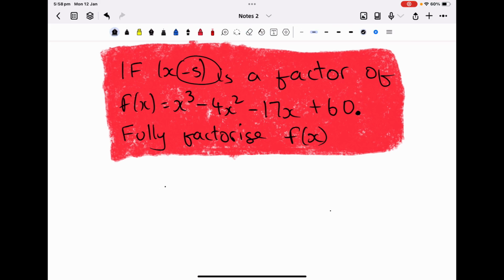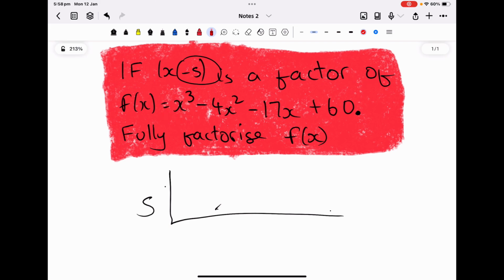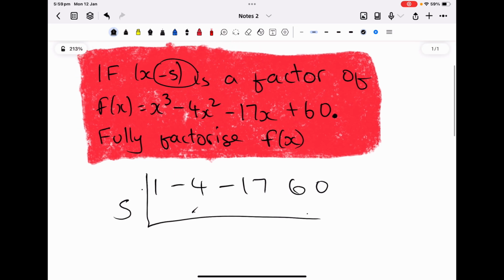Okay, so we just take 5, right? And then we draw this L-shaped kind of thing. Now we just write the coefficients, which is 1 here, and then the next coefficient, -4, then the next one is -17, and the last one, which is 60. If there's x cubed and there's no x squared, it'll just be a 0.